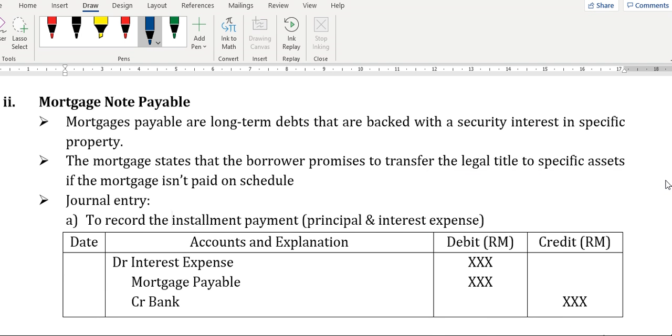Okay, so now we look at the next non-current liabilities, that is the mortgage payable. What is mortgage payable actually? Mortgage payable is a long-term debt. The amount is very huge, a very large amount of money, so they need to back up the loan that is given to the company with a security interest, specifically in the form of property.